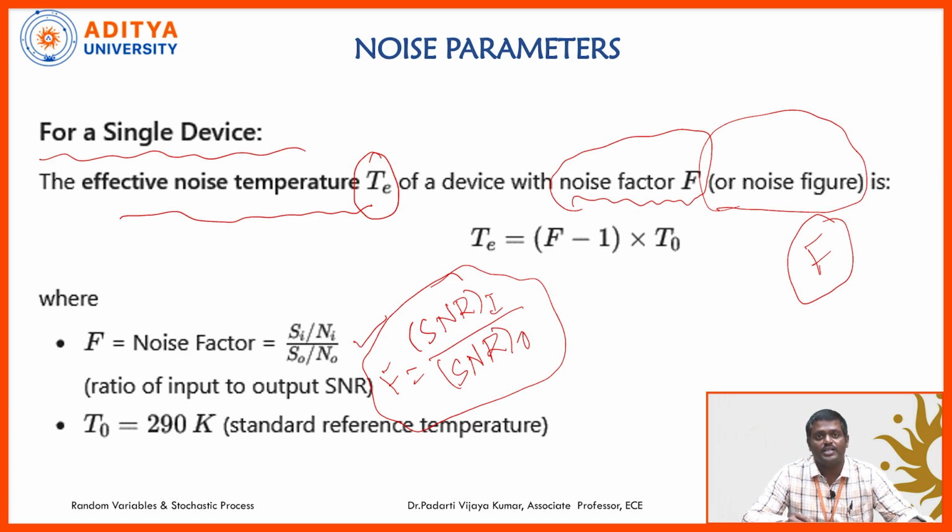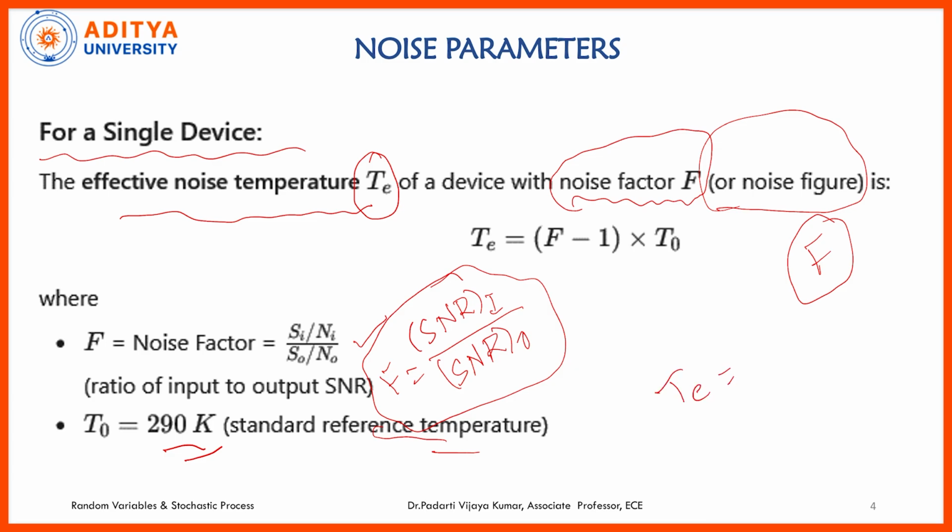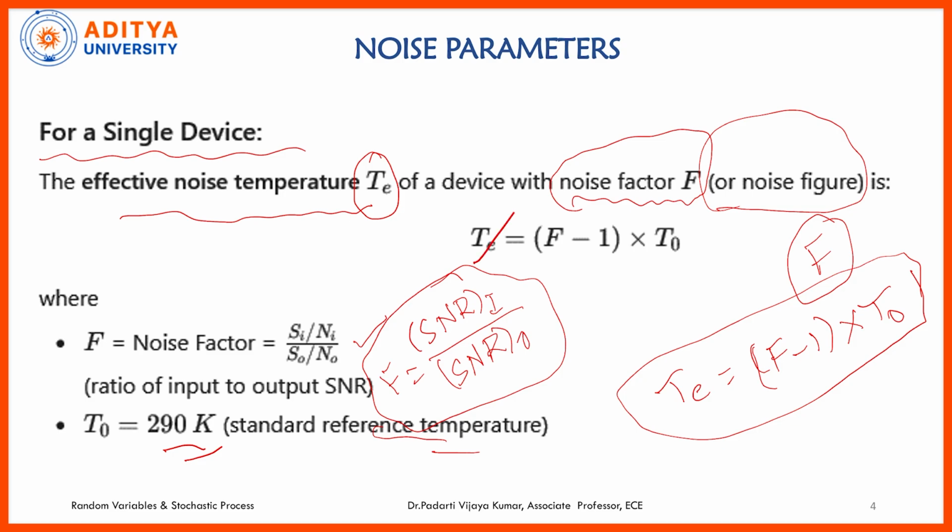The noise figure is the input signal to noise ratio to the output signal to noise ratio, and T naught is the standard reference temperature, 290 degrees Kelvin. Effective noise temperature TE is equal to (F minus 1) times T naught, where F is the noise figure and T naught is the standard reference temperature. So TE is the temperature measured at a device at temperature T; that is the effective noise temperature.